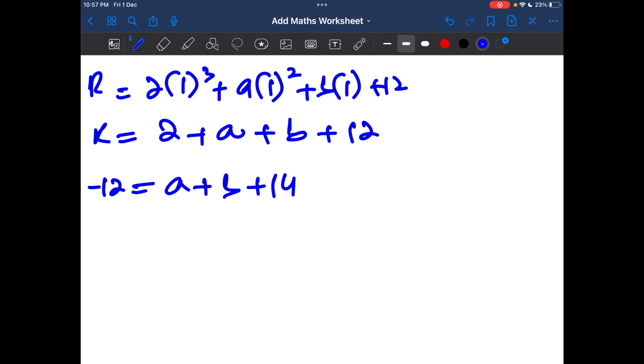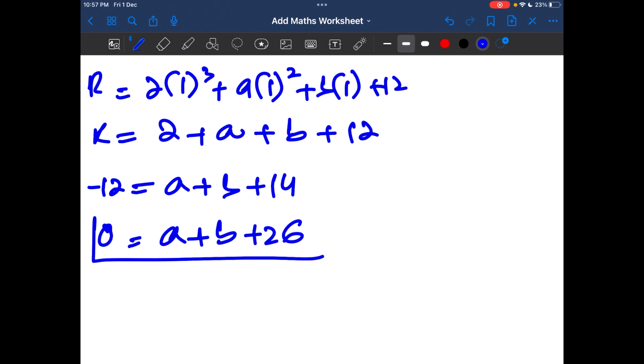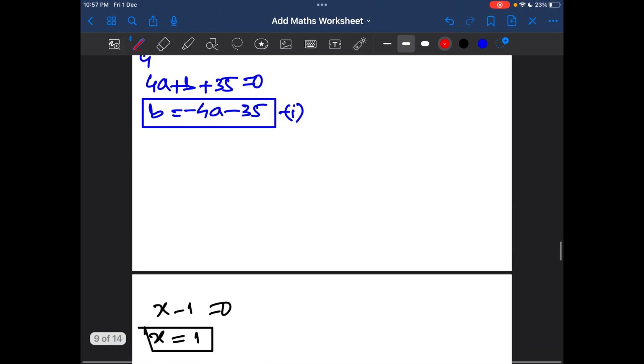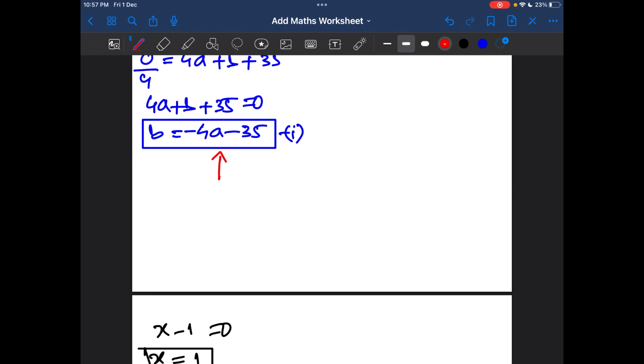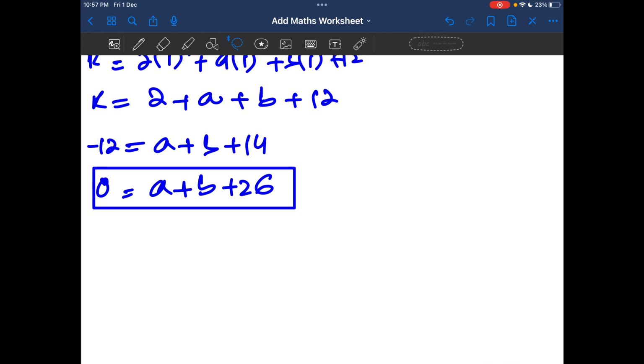Let's just simplify it further. I just transfer this 12 to the right hand side: a plus b plus 14 plus 12. 14 plus 12 is going to give you 26 here. We got the second equation. Now in this equation, I'm going to put the value of b which we found in the previous equation, minus 4a minus 35. This is the value of b. So what I'm doing here: a plus b plus 26 is equal to 0.